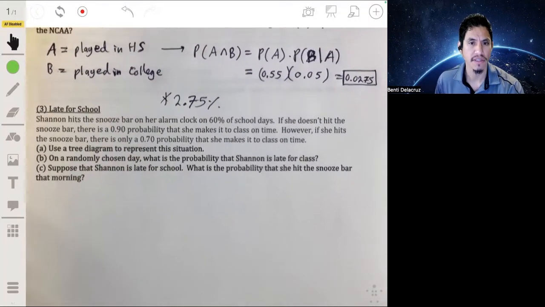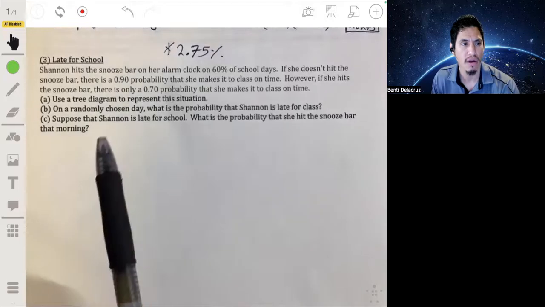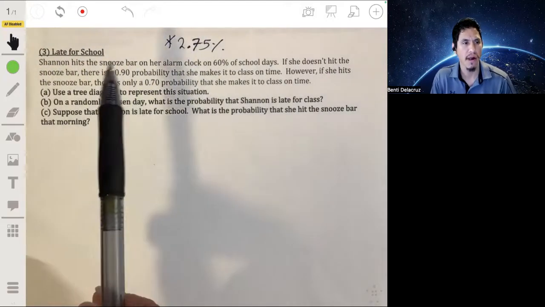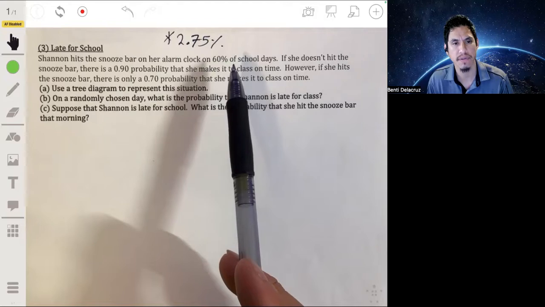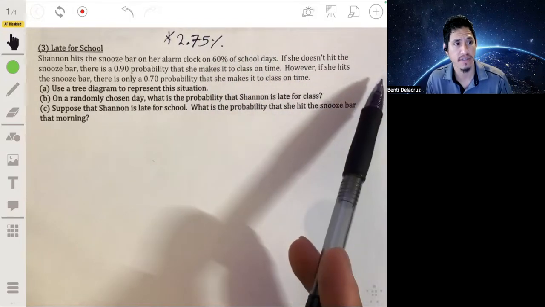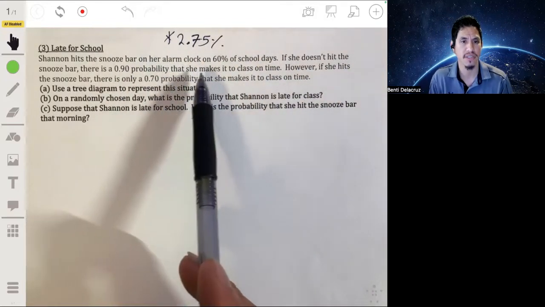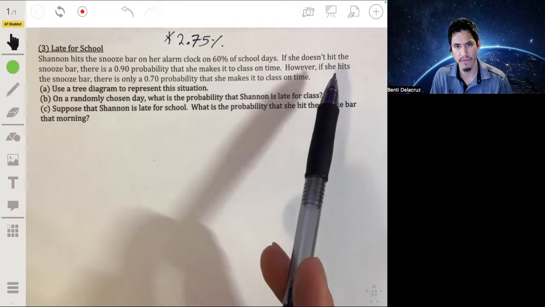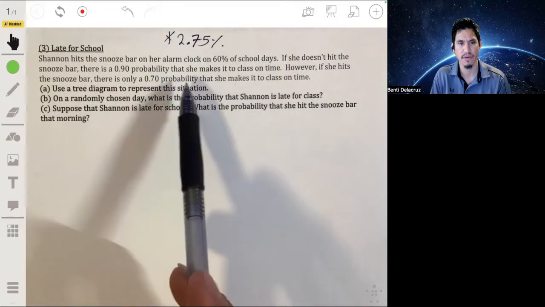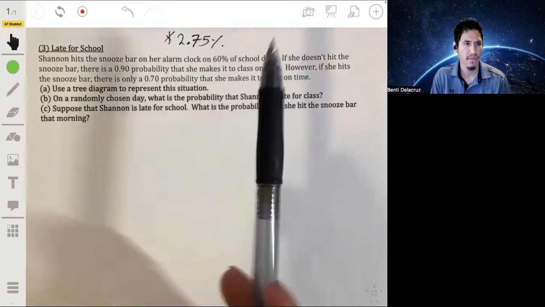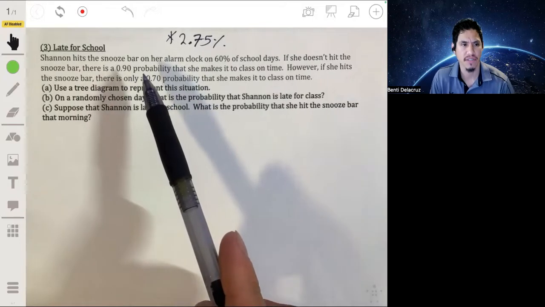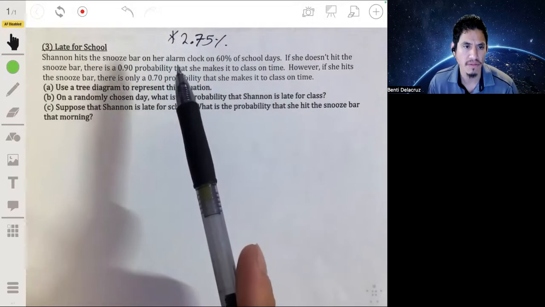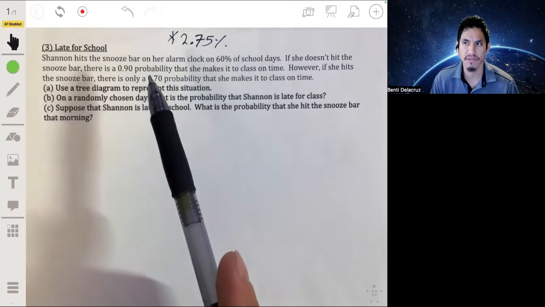Okay, so let's look at this tree diagram example. Here we have late for school. Shannon hits the snooze bar on her alarm clock on 60% of these school days. If she doesn't hit the snooze bar, there's a 0.9 probability that she makes it to class on time. However, if she hits the snooze bar, there's a 0.7 probability that she makes the class on time. So it changes, as you can see. When she snoozes, she has a lower chance of making the class on time, as you would expect.